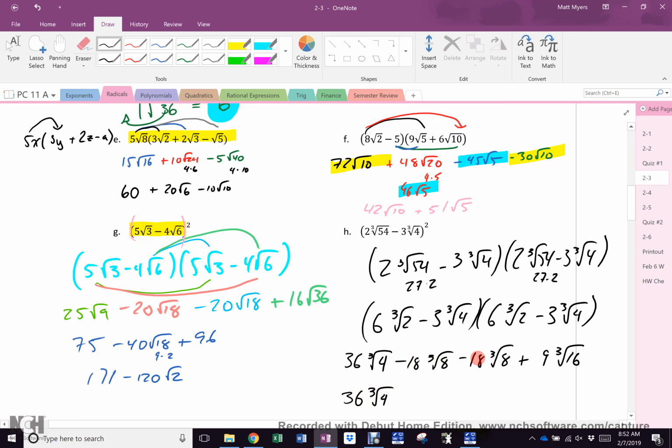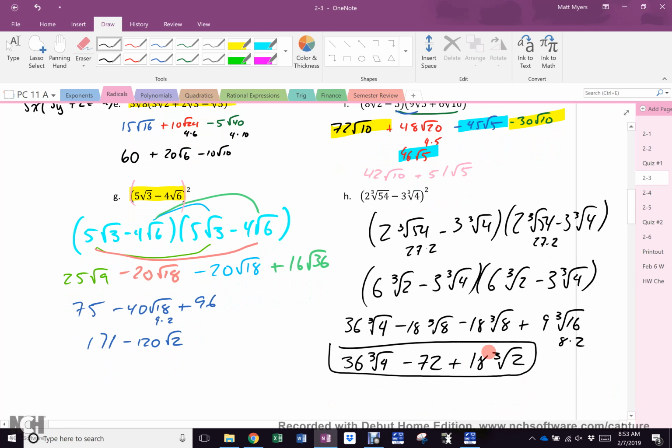36 minus 36 is minus 72. There is no cube root of 16, but it simplifies because it's 8 times 2, right? So what comes out? 18 cube root 2. And then I'm done. In a perfect world, we would change the order to bring this radical to the middle and the constant to the end. Do you really think I care about that? No.